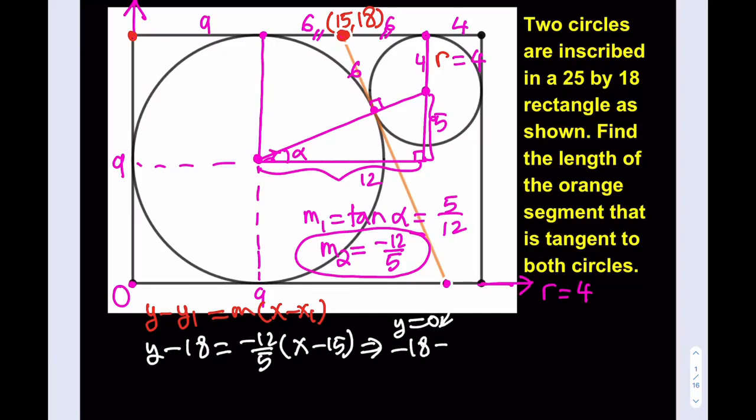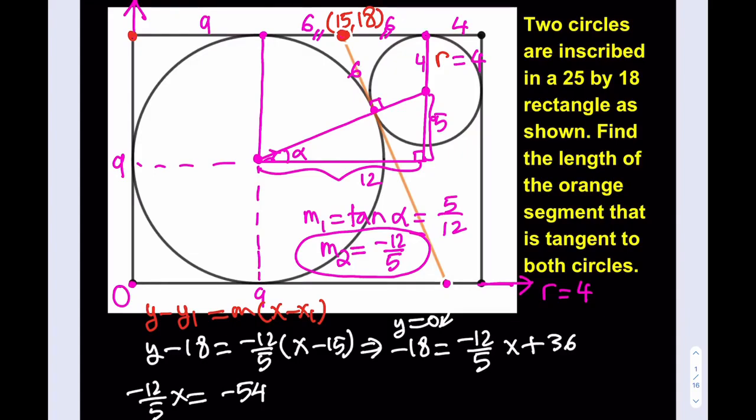Negative 18 is equal to negative 12 over 5x plus, if you go ahead and cross cancel, you're going to be getting a positive 36. Is that right? 5 goes into 15 3 times, and that should be a 36. If I go ahead and isolate x here, negative 12 over 5x is equal to negative 18 minus 36, which is negative 54. And then from here, actually, I can find the x value.